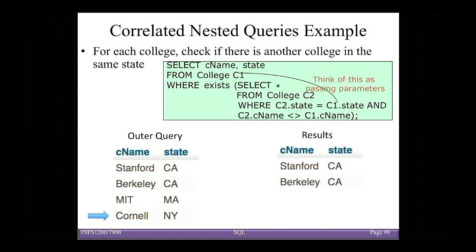The important part is that the non-correlated version, you do inside out: you compute the inner one first and then you do the outer one. In the correlated queries, you need to go through this line by line from your outer query because there's a relation with the inner query that you need to consider.